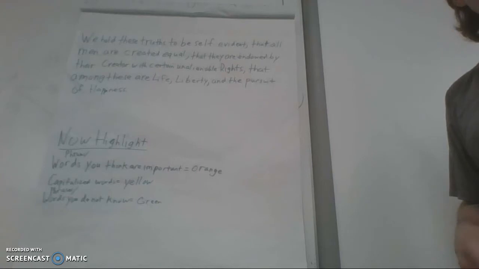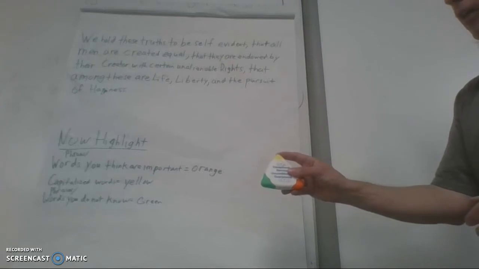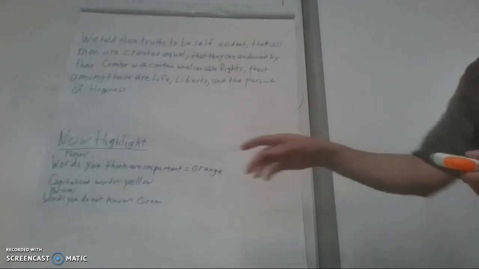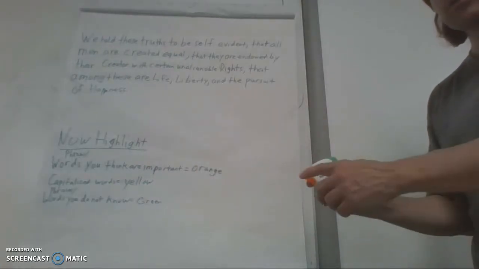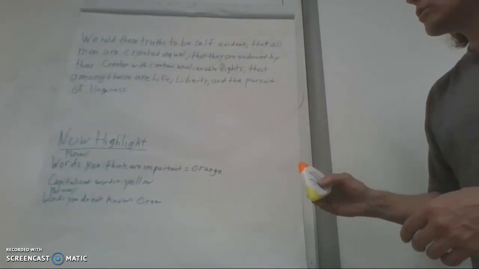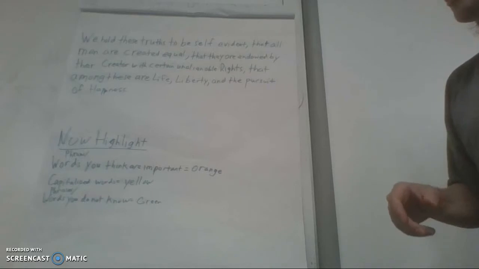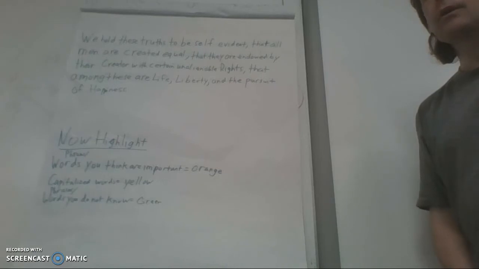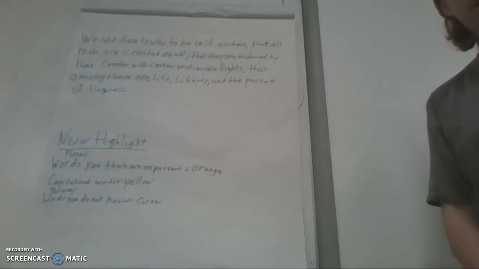What I would like you to do is take out your highlighters. I've got mine here with my three colors: yellow, orange, and green. Words or phrases that you think are important, I would like you to highlight in orange, please. For capitalized words, please highlight in yellow. And words or phrases you do not know, you can do in green, okay? So why don't you go ahead and take a minute. I want you to read the sentence, and then go through and highlight on the second time that you do that. I'm going to come around and see how you're doing while you do that.